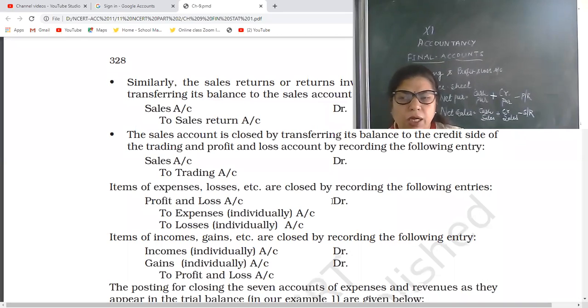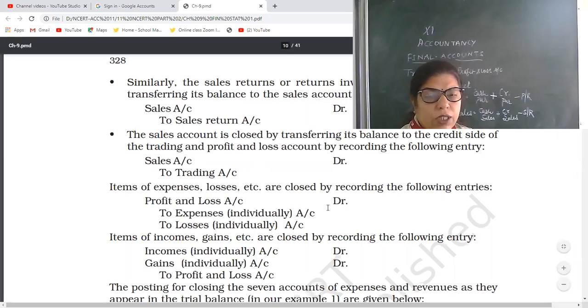Now I am going to ask you a question. Loss by fire 500 rupees. Loss by theft 500 rupees. What will be the general entry for closing? So, simple entry, see the screen. Profit and loss account debit to loss by fire, to loss by theft.